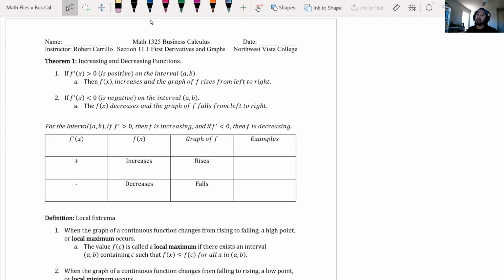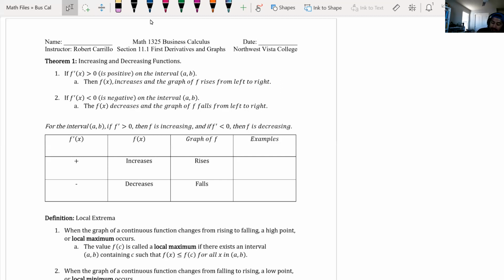And that can tell us whether we have maximums or minimums. And the way to do that is by finding something called critical points. And of course, I'll get into all of that because the first 2 pages are nothing but definition. So theorem 1, increasing and decreasing functions.